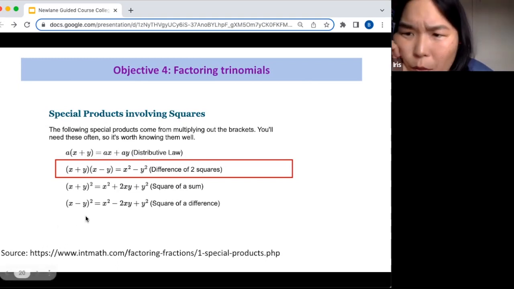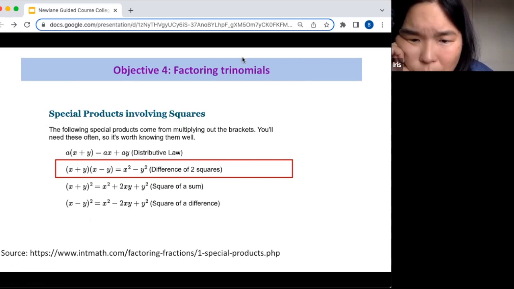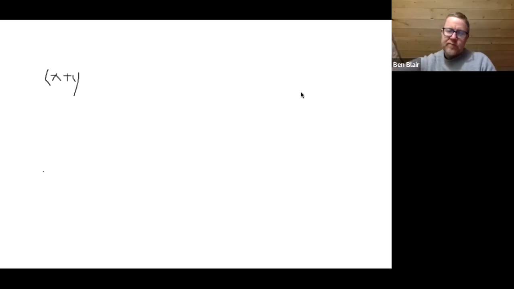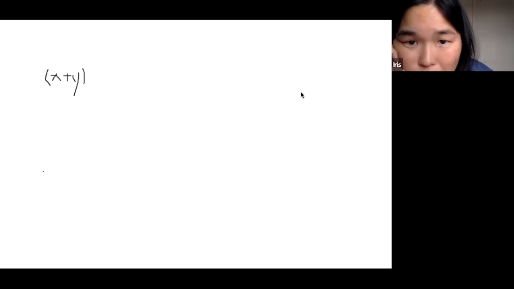Can I go back to the whiteboard just a sec? I want to make sure. So we have x plus y squared. What does square mean? It means the thing is multiplying by itself. So it's x plus y times x plus y. Now let's use the distributive rule, and let's do these terms first.